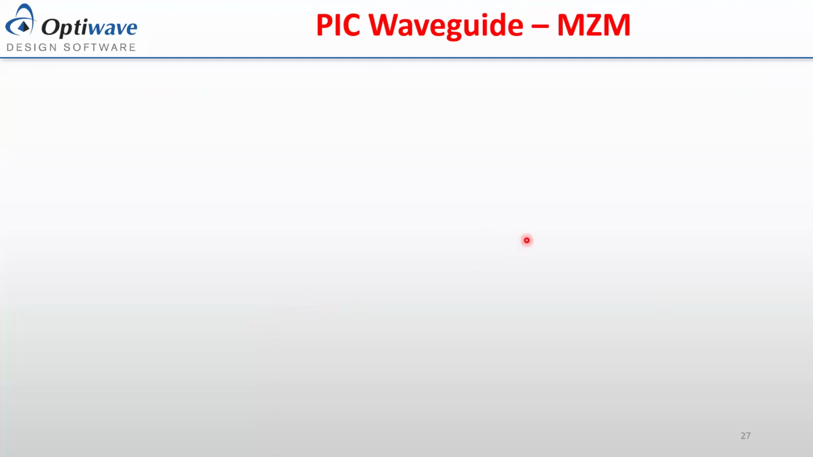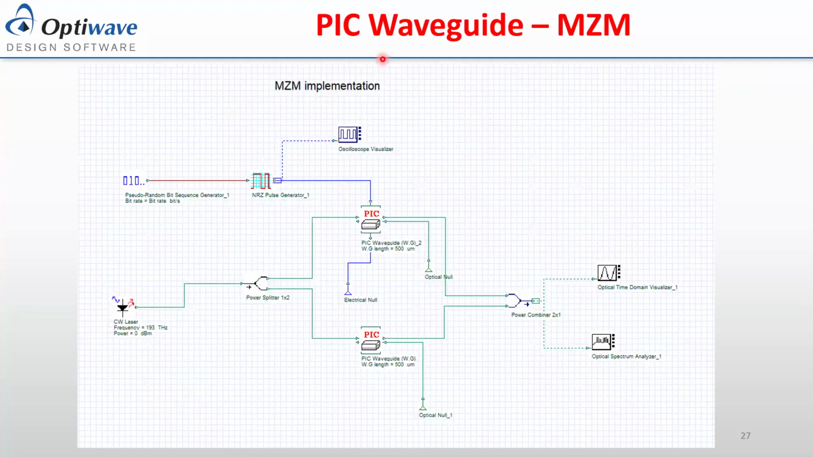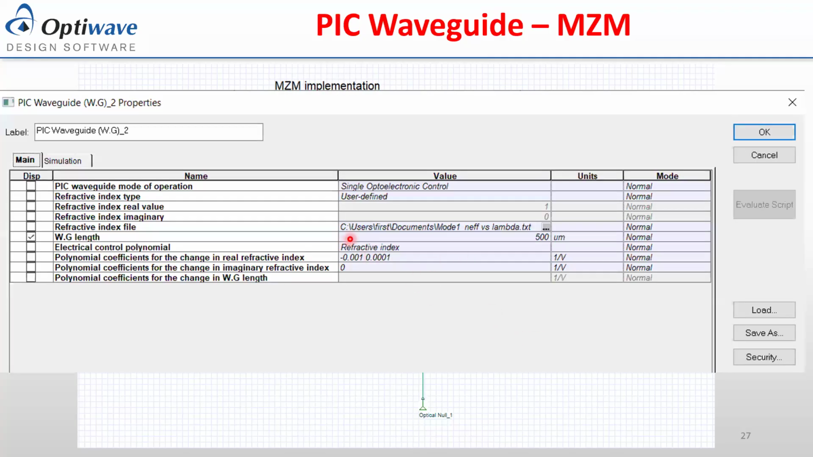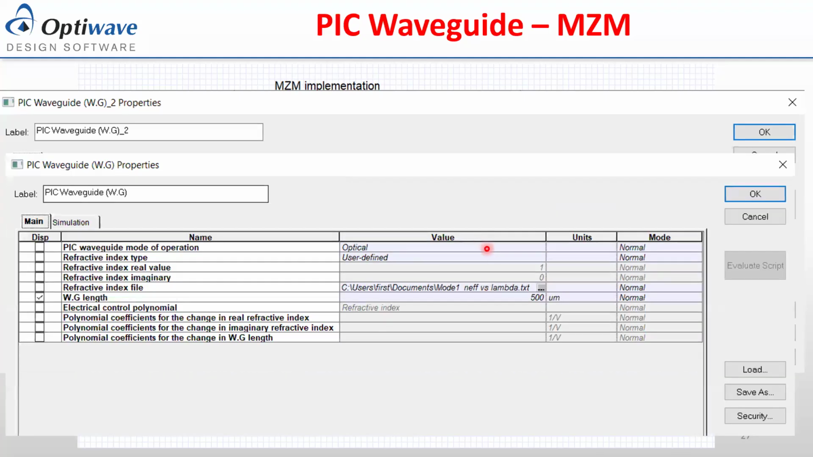Another example we introduced in this release is the PIC waveguide Mach-Zehnder interferometer, Mach-Zehnder modulator. So you can have two waveguides here with certain length, but you control the refractive index of one of them. So you apply an electrical signal here, and then you modulate the laser with it. In this example, you can see here, there is a file we load. These files are in the example library. You can see them under the example library of the software.